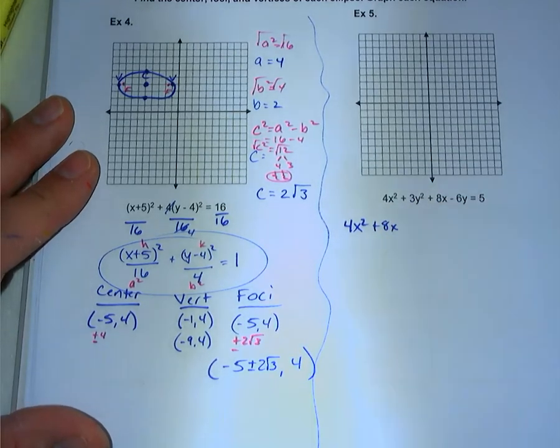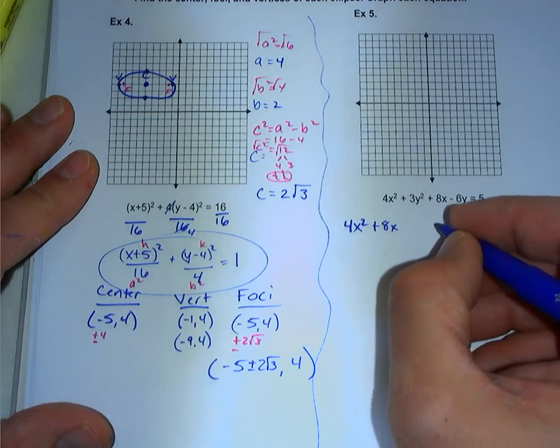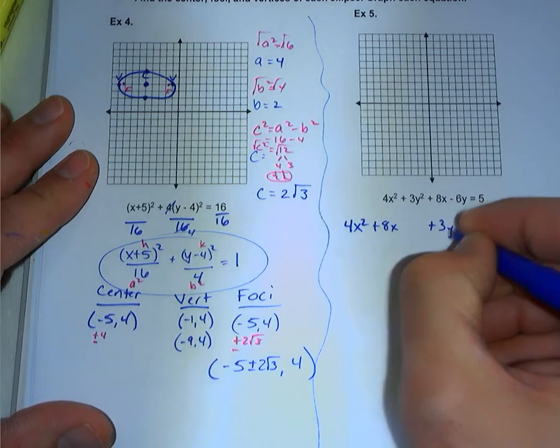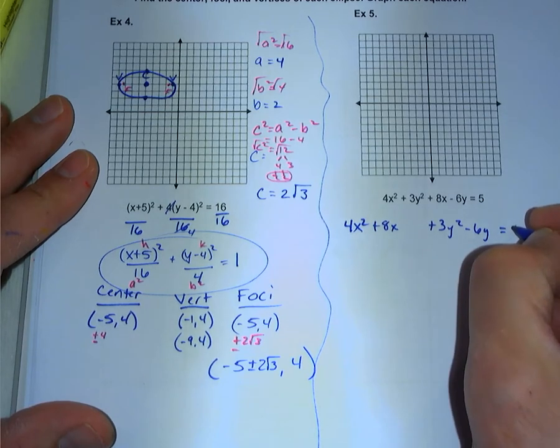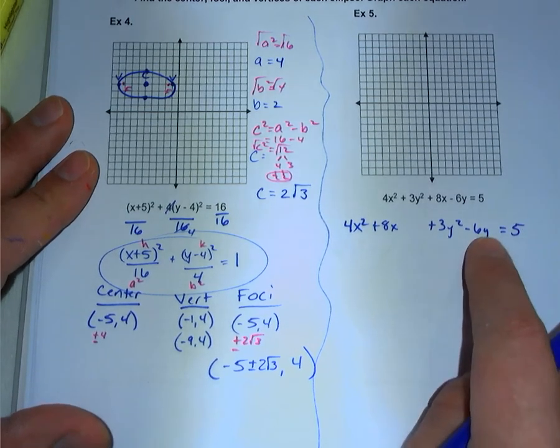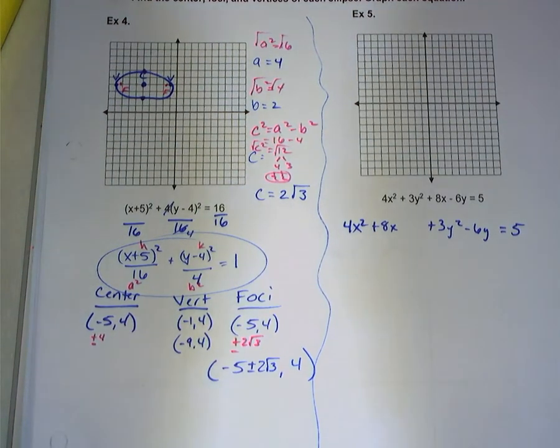A little different than finding the vertex with a parabola. So I got 4x squared plus 8x, leave some room. I've got 3y squared minus 6y, leave some room, and that equals this 5. Now, if this 5 was over here, I would subtract or add it over to get it out of my way. Okay?